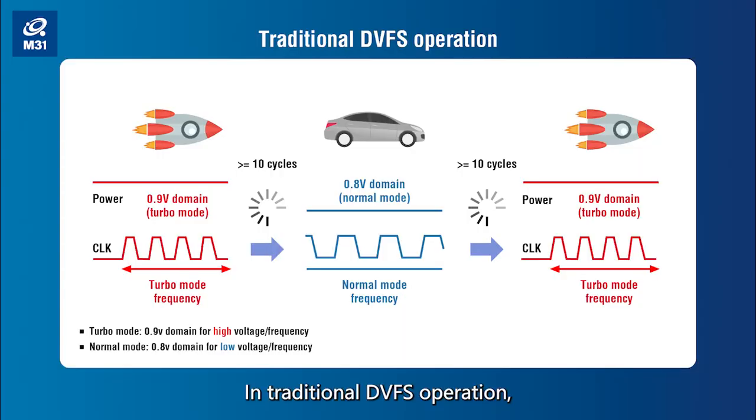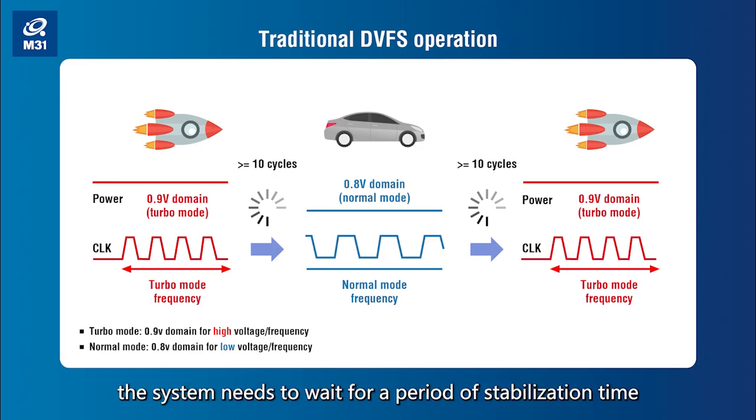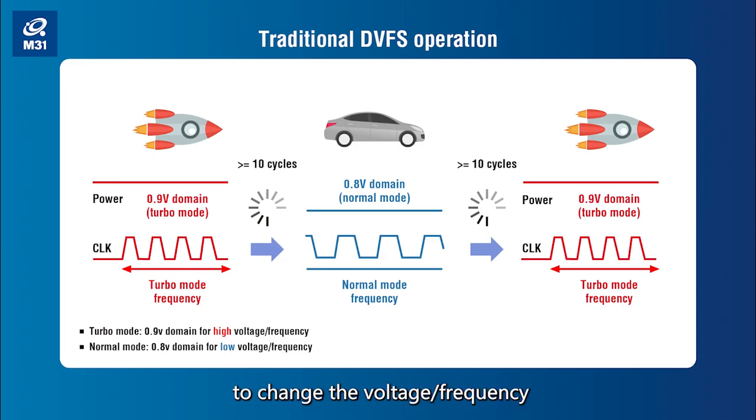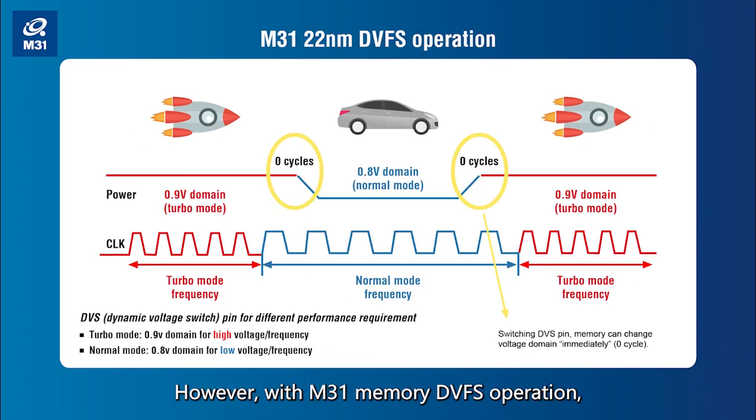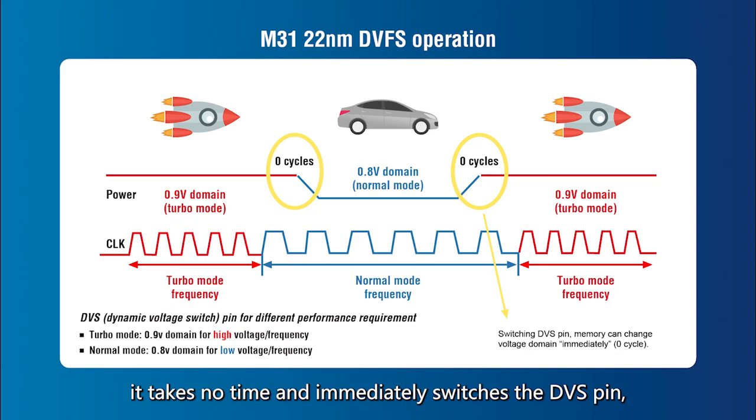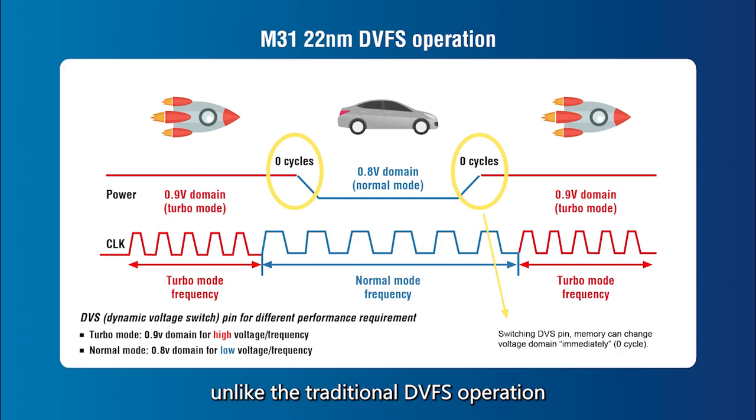In traditional DVFS operation, the system needs to wait for a period of stabilization time over 10 cycles to change the voltage frequency before it sends out a signal to memory. However, with M31 memory DVFS operation, it takes no time to immediately switch the DVS pin, unlike the traditional DVFS operation, which requires waiting for more than 10 cycles.